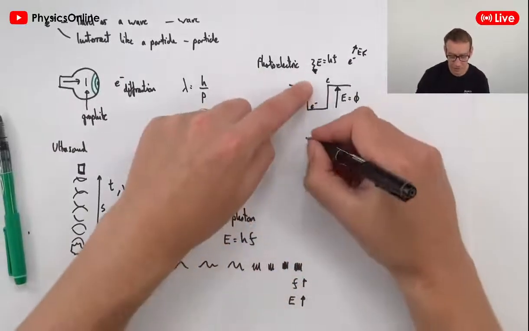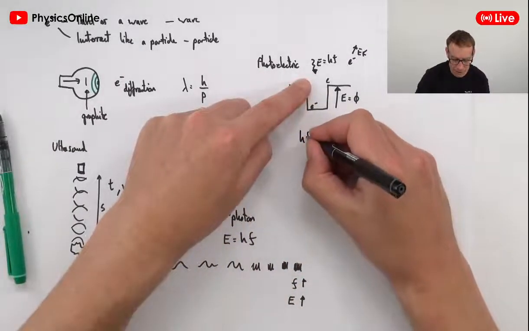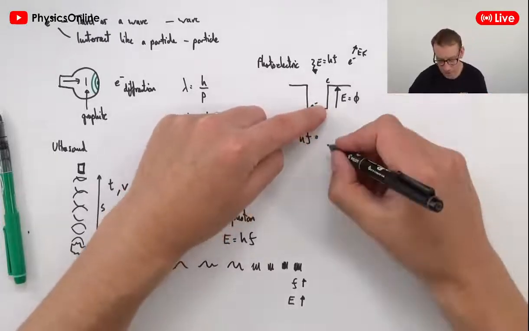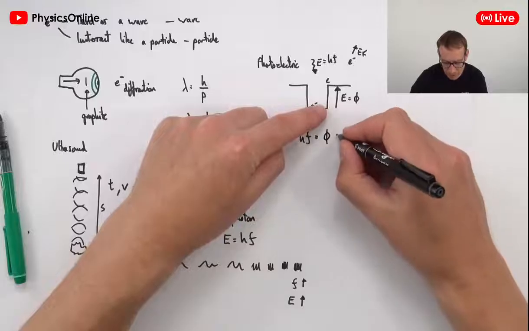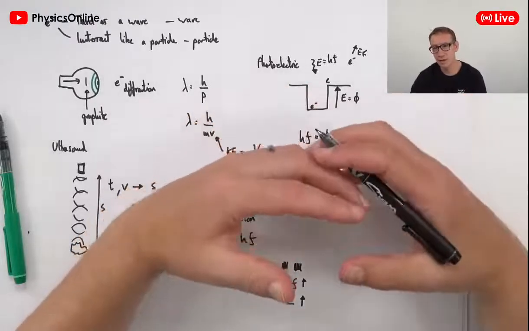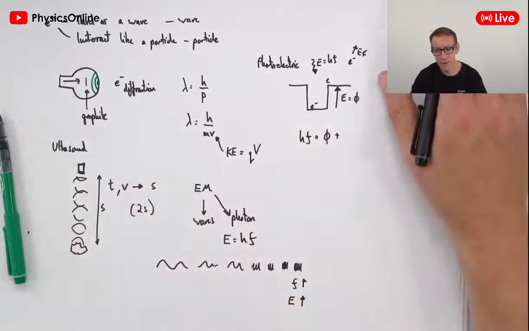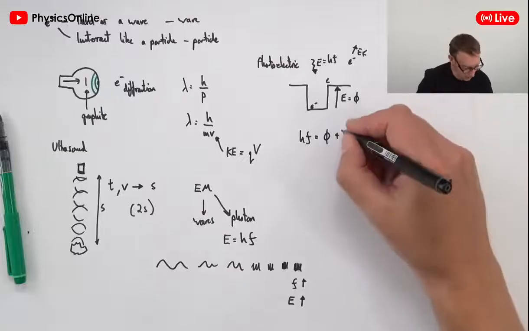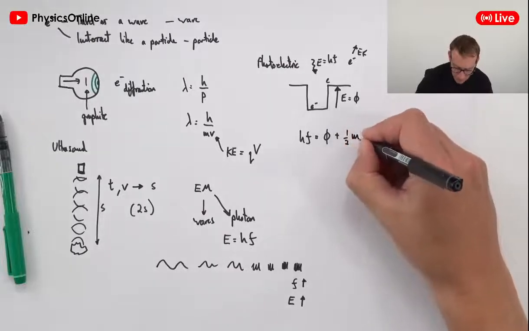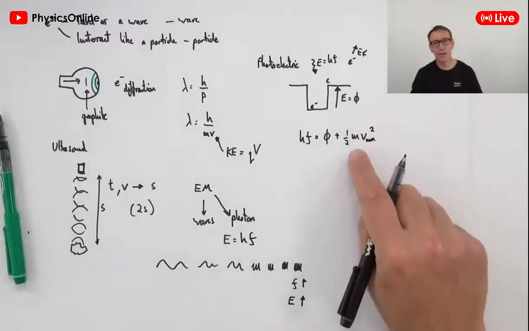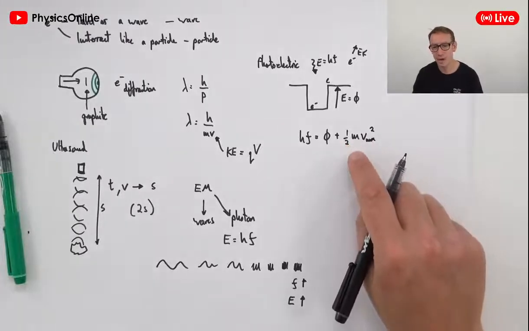So the energy of the photon that's incident on it, hf, is equal to the energy required to liberate the electron from the surface, the work function, plus any extra energy, which is the kinetic energy of that liberated photoelectron. So that's equal to a half mv max squared. Now, not all of the electrons will have this amount of energy, but that's the maximum they could possibly have.